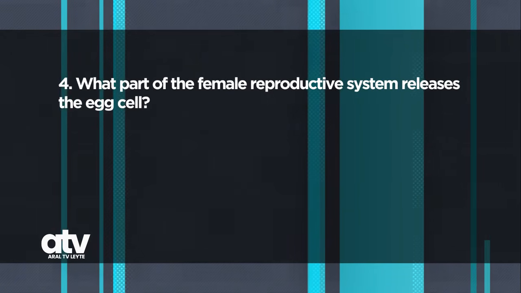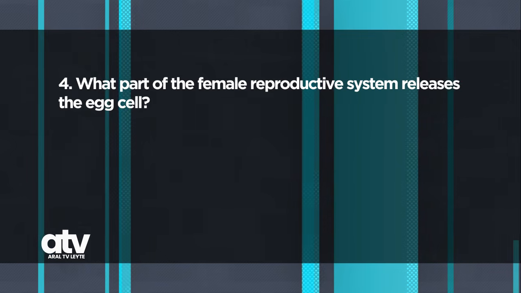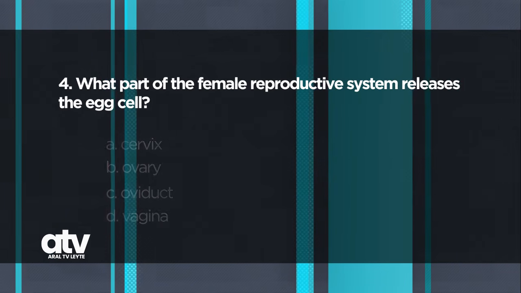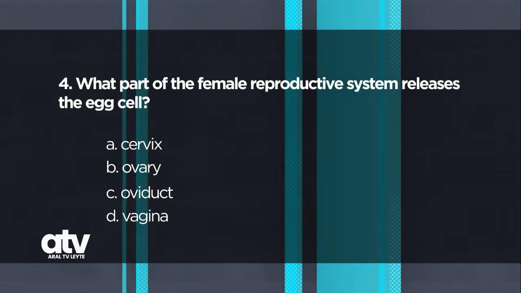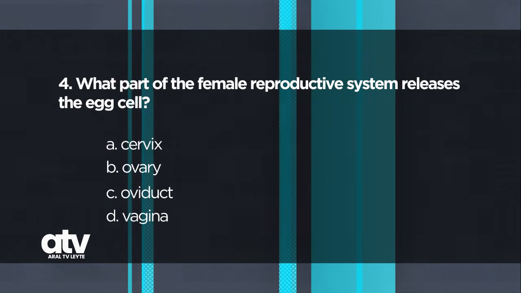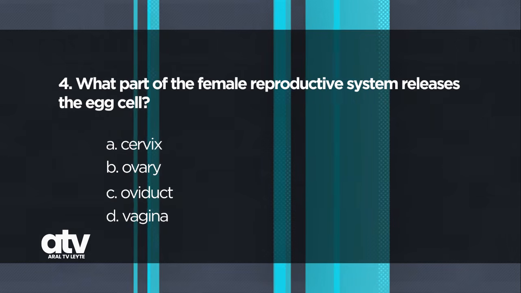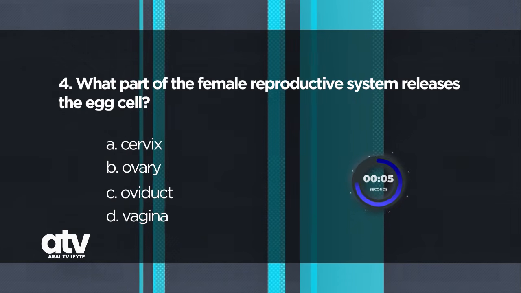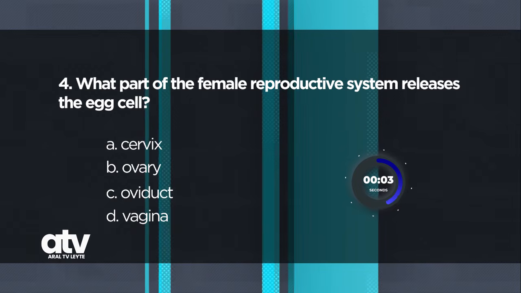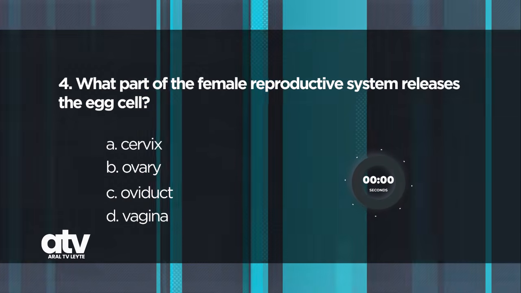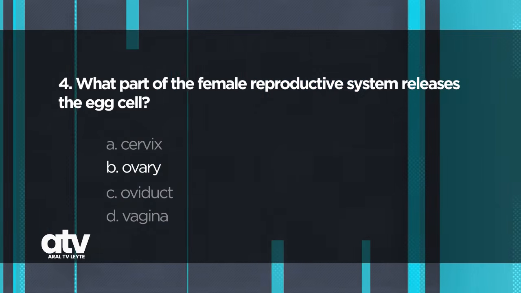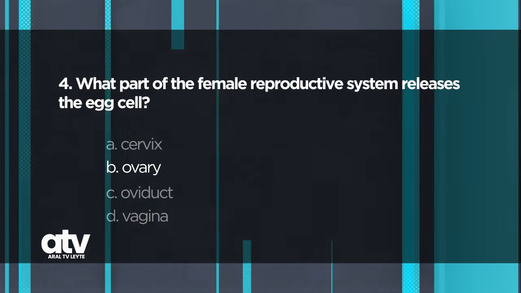Number 4. What part of the female reproductive system releases the egg cell? A. Cervix, B. Ovary, C. Oviduct, D. Vagina. The correct answer is letter B, ovary.